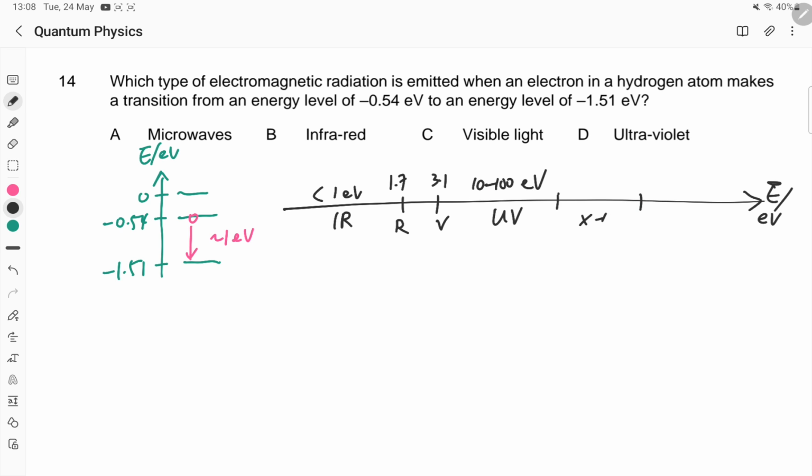Then when you have thousands, so you have keV, how much? 1 to 100 keV. As long as you are still in a keV range, consider X-ray. Then once you reach the MeV range, this will be gamma. Yep. So these numbers are crucial. So you must memorize these numbers.